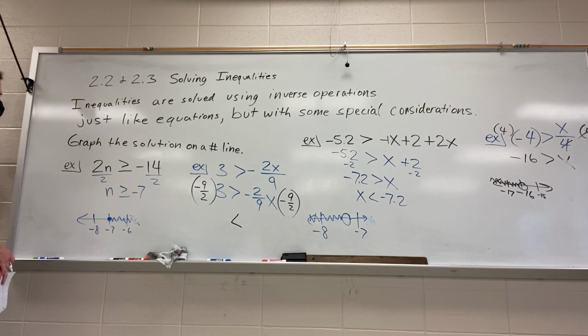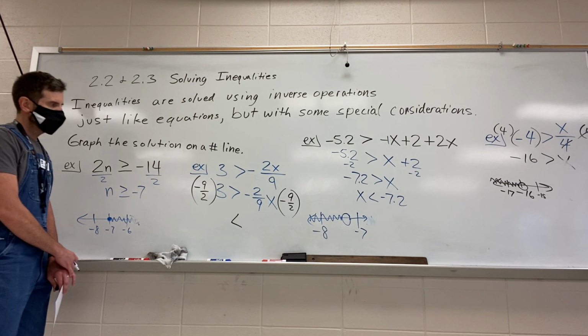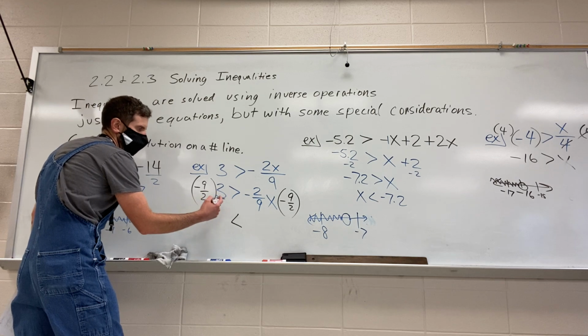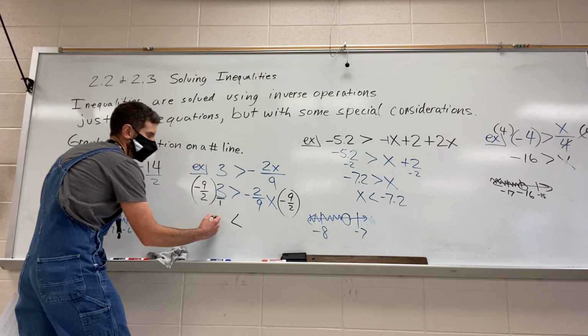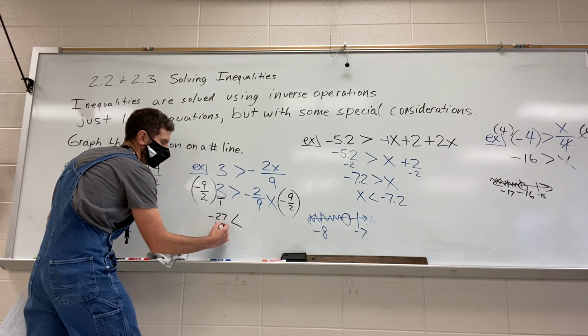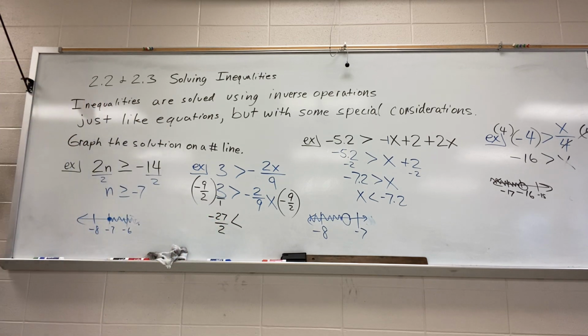And negative 9/2 times 27 is negative 27 over 2. Nothing simplifies, does it? So then the sign flips, if you multiply by a negative on both sides. Yeah, you multiply by a negative on both sides.